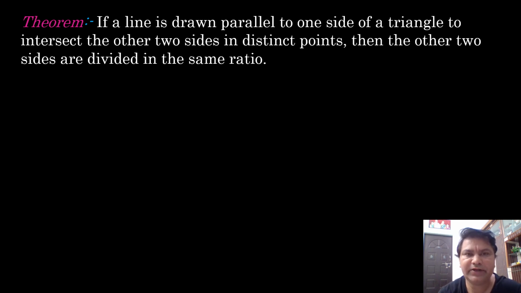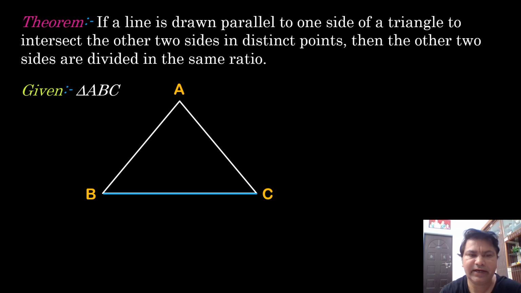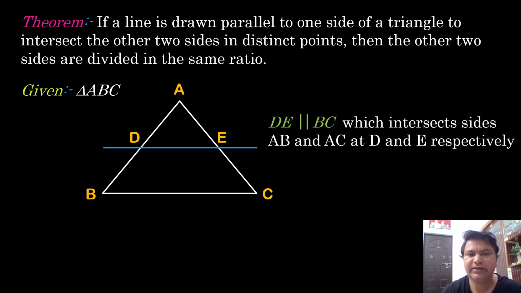Now we are going to enter into the theorem, our Thales theorem. That is, if a line is drawn parallel to one side of a triangle to intersect the other two sides in distinct points, then the other two sides are divided in the same ratio. Given a triangle ABC, DE is parallel to BC, which intersects sides AB and AC at D and E respectively. We are going to prove that AD by DB is equal to AE by EC.